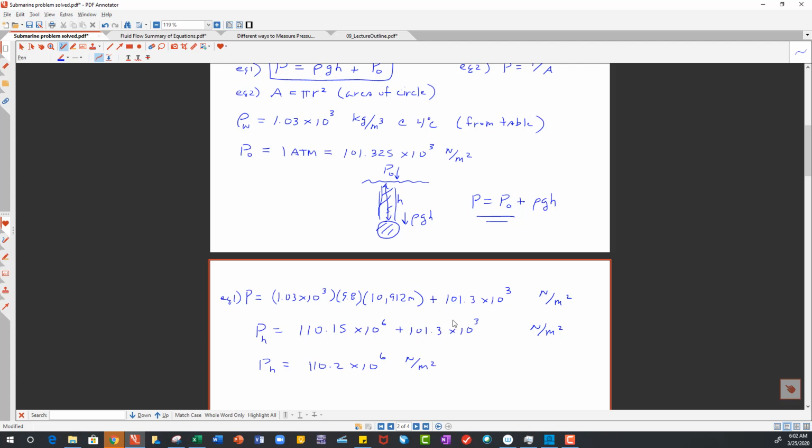It's not going to change your answer that much, because this is 1,000 times more force than the force of the air of the atmosphere. And so then you get the pressure at that depth is 110.2 times 10 to the 6 Newtons per meter squared. And that's our answer. So that's incredible pressure.